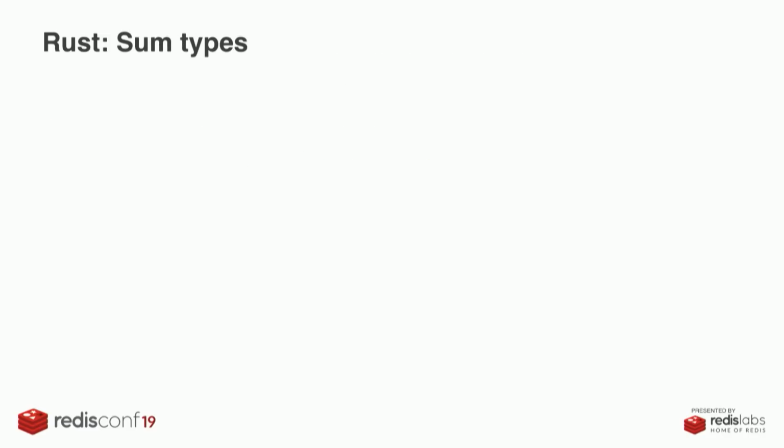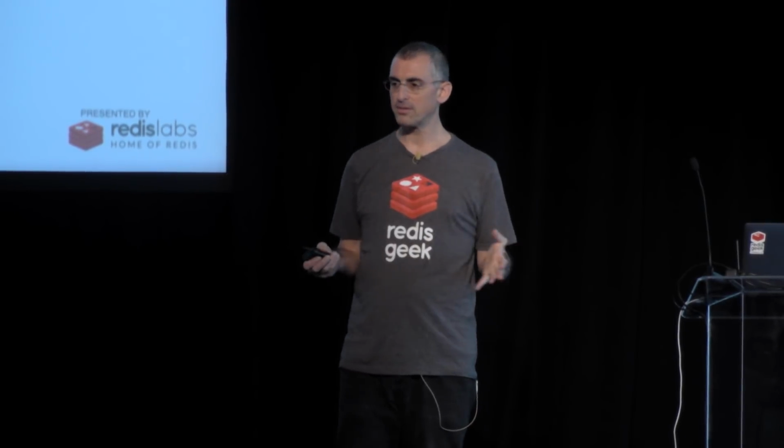One other great thing in Rust is sum types. So, of course, Rust didn't invent sum types. Rust tries not to be original. It tries just to take good ideas from other languages and put them together. So sum types are very popular in functional languages.